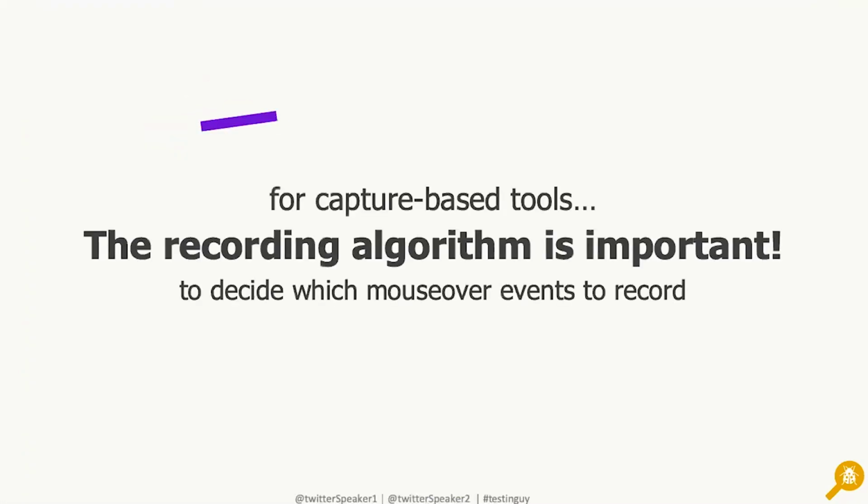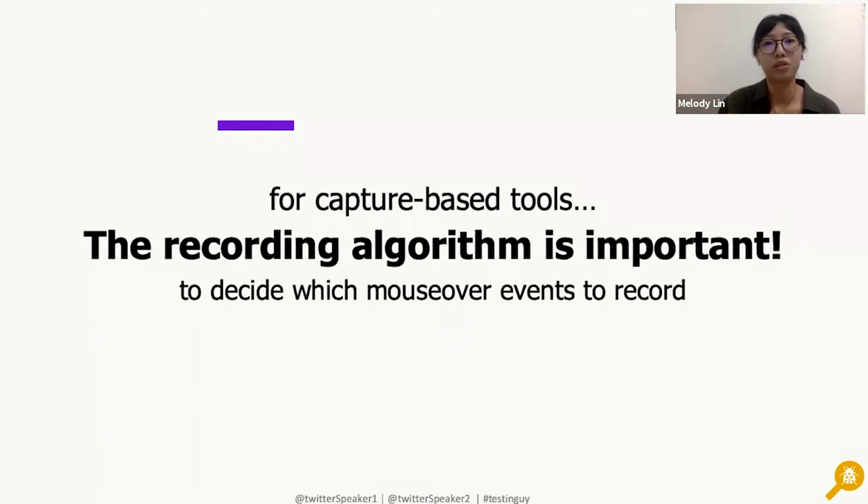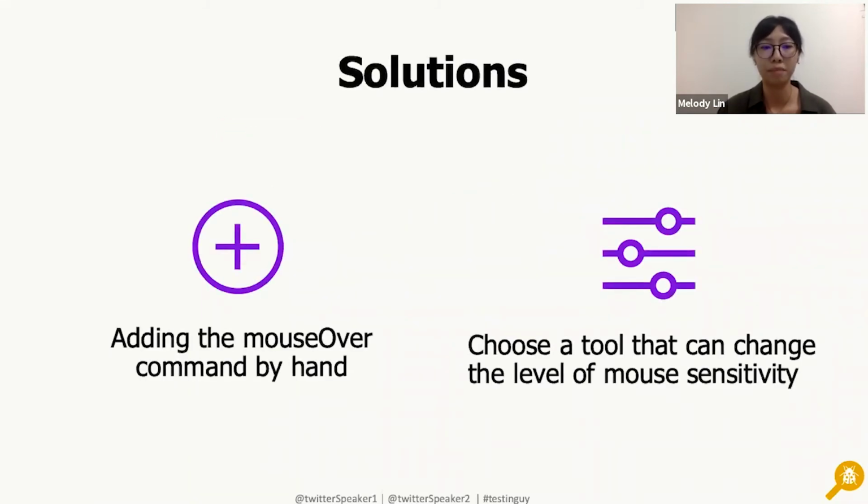It is actually a very challenging problem for these tools to develop an algorithm to optimize the decision of which movements are the mouse moving around the website and which movements are actually intended for the testing step. So if you are struggling with this problem, one of the solutions would be to add the mouse over command by hand. And of course, that's one way to do it, but you would end up doing a lot of steps by hand instead of actually taking the advantage of capture-based tools and then recording it.